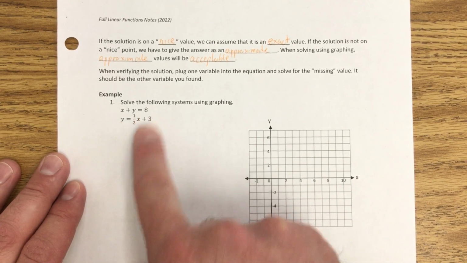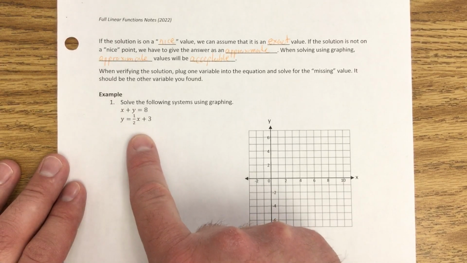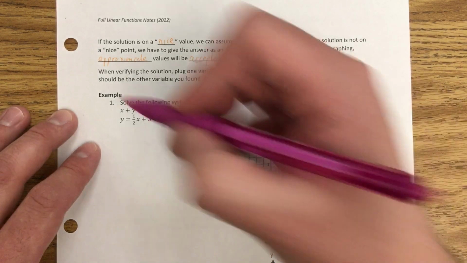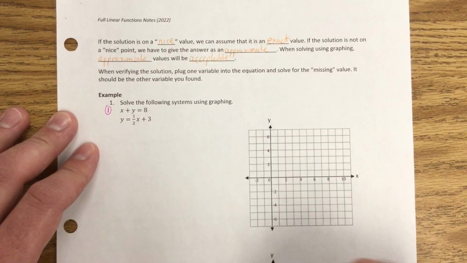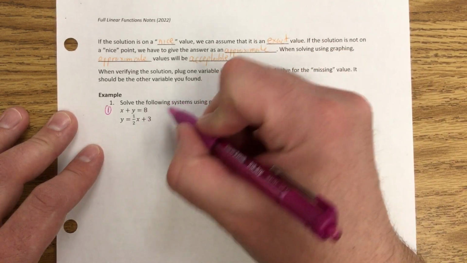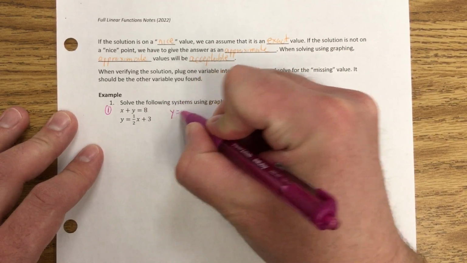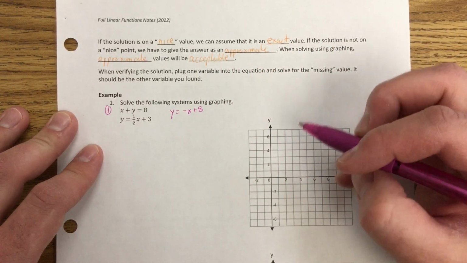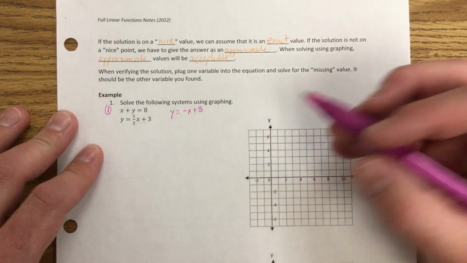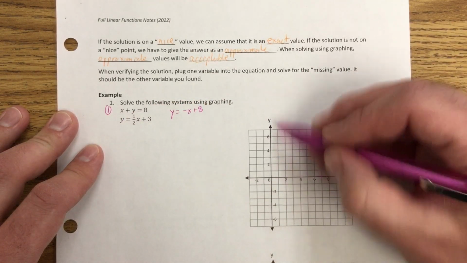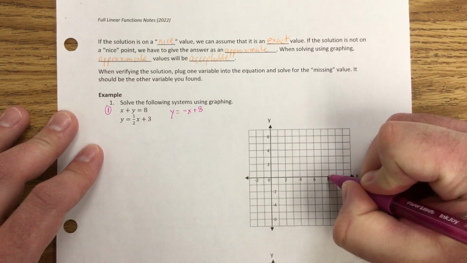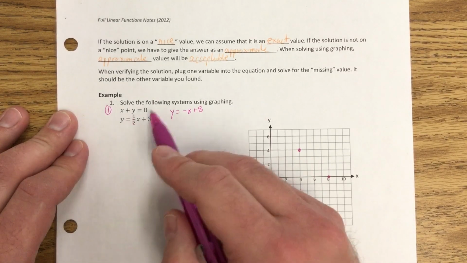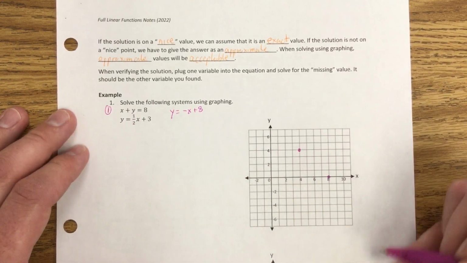We have x plus y equals 8, and y is equal to 1/2 x plus 3. So this question right here, we're going to graph them out. Again, we have two of them, so I'm going to do one in pink. x plus y equals 8. I'm going to switch this over, so y equals negative x plus 8. 0, 8 is going to be a point, and 4, 4 is a point. We're looking for two numbers that add up to 8, so 8, 0, and 4, 4.